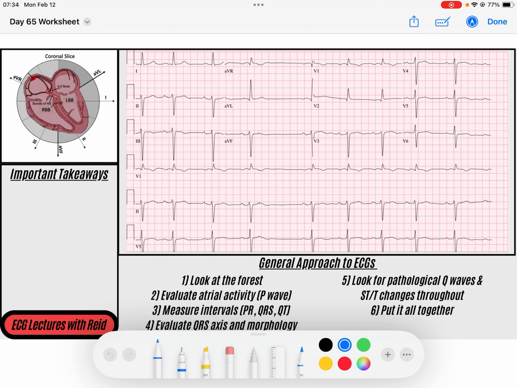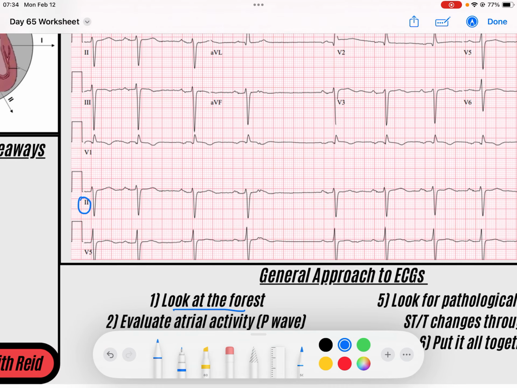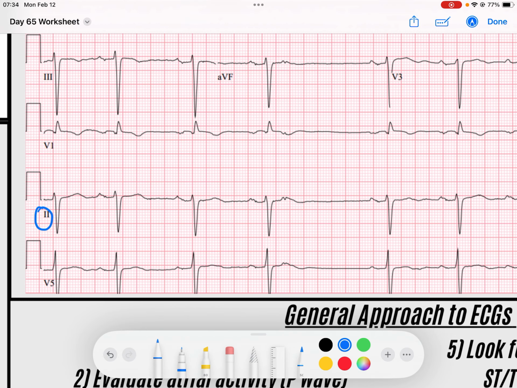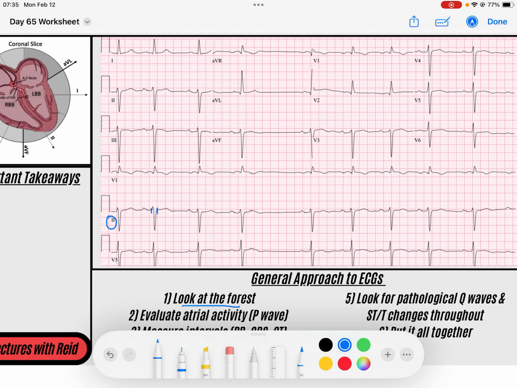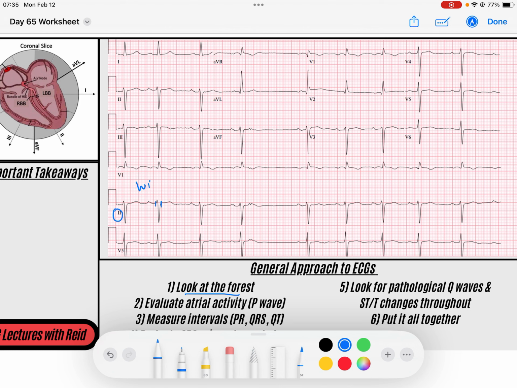So first thing I'm going to do is look at the width of the QRS complex. I'll start maybe at lead 2 here, and we'll notice that we've got a wide complex rhythm. If you look really closely, that rhythm seems to be greater than 120 milliseconds, which is 3 little boxes. So we've got a wide complex rhythm. We'll start off by making some notes.